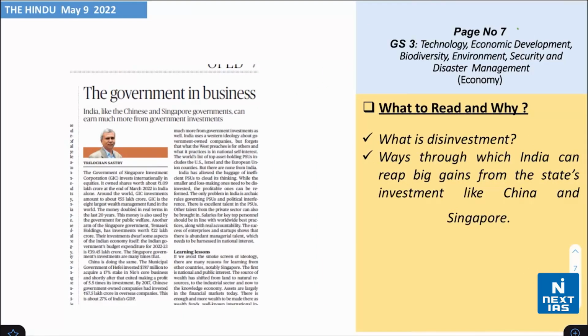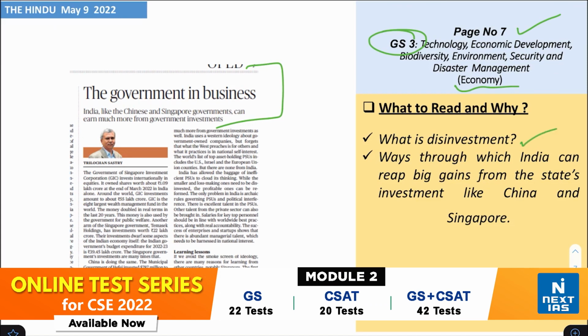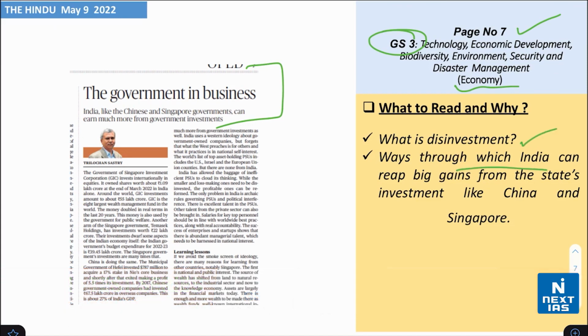Take a look at page number 7. We are starting with the discussion of headlines relevant to GS paper 3. This is coming from the topic of economy. The headline says the government in business. Understand what disinvestment is, and ways through which India can reap big gains from the state's investment like China and Singapore. That's all you need to understand by reading this particular document.